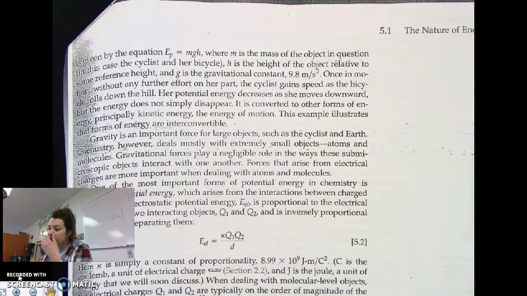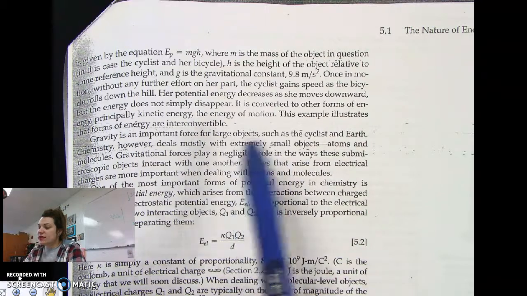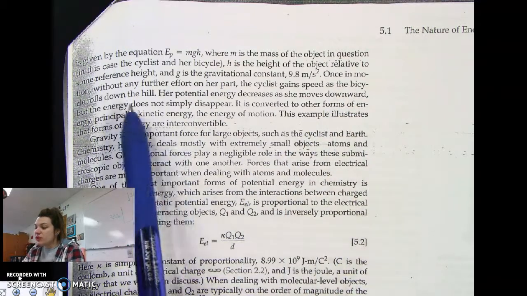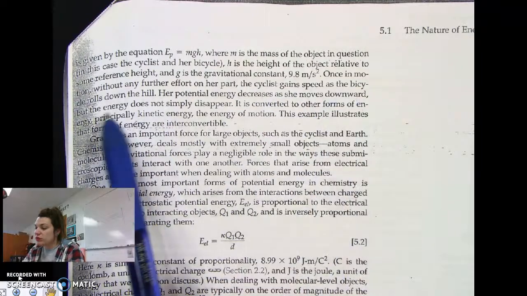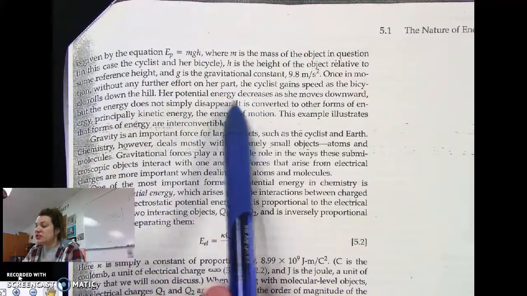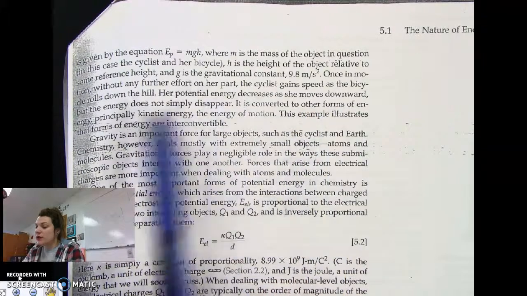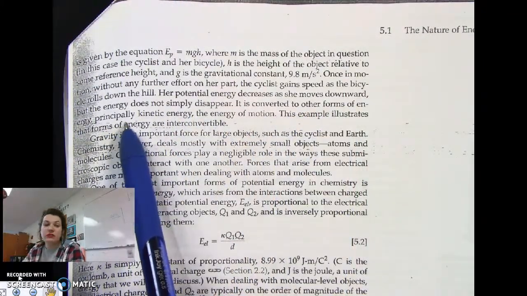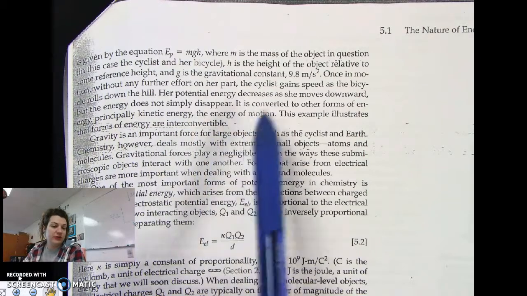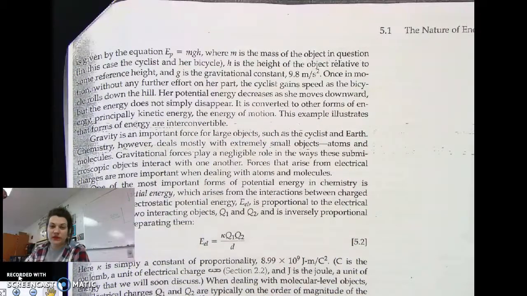Keep reading. The height of the bicycle is relative. G is the gravitational constant. Once in motion without any further effort on her part, the cyclist gains speed as the bicycle rolls down the hill. Her potential energy decreases as she moves downward, but the energy does not simply disappear. It is converted to other forms of energy, principally kinetic energy, the energy of motion. Okay, so that's what we drew our image of.